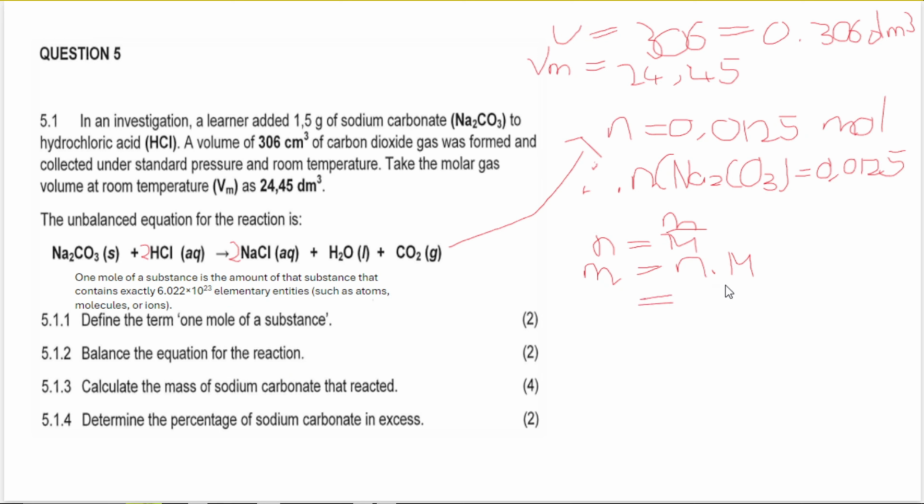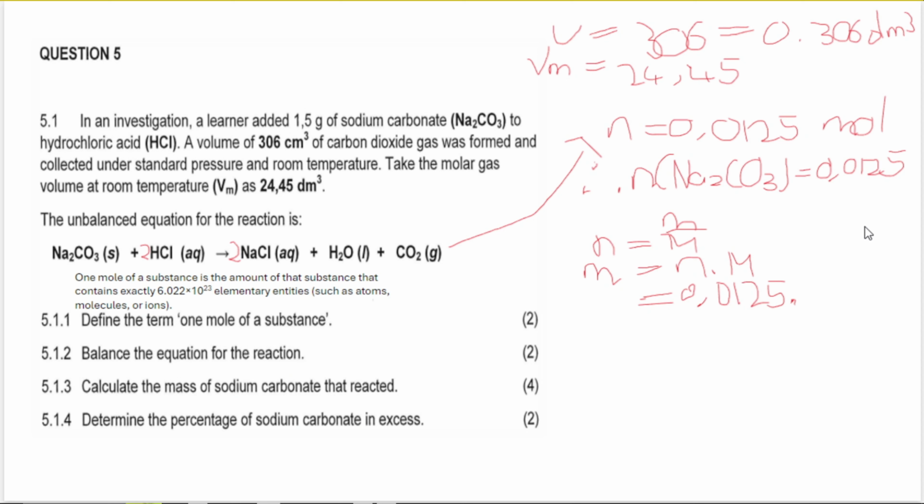And we know the number of moles, so that's going to be 0.0125. It looks like a lot, not gonna lie. My handwriting is getting worse, so I don't know what's happening.